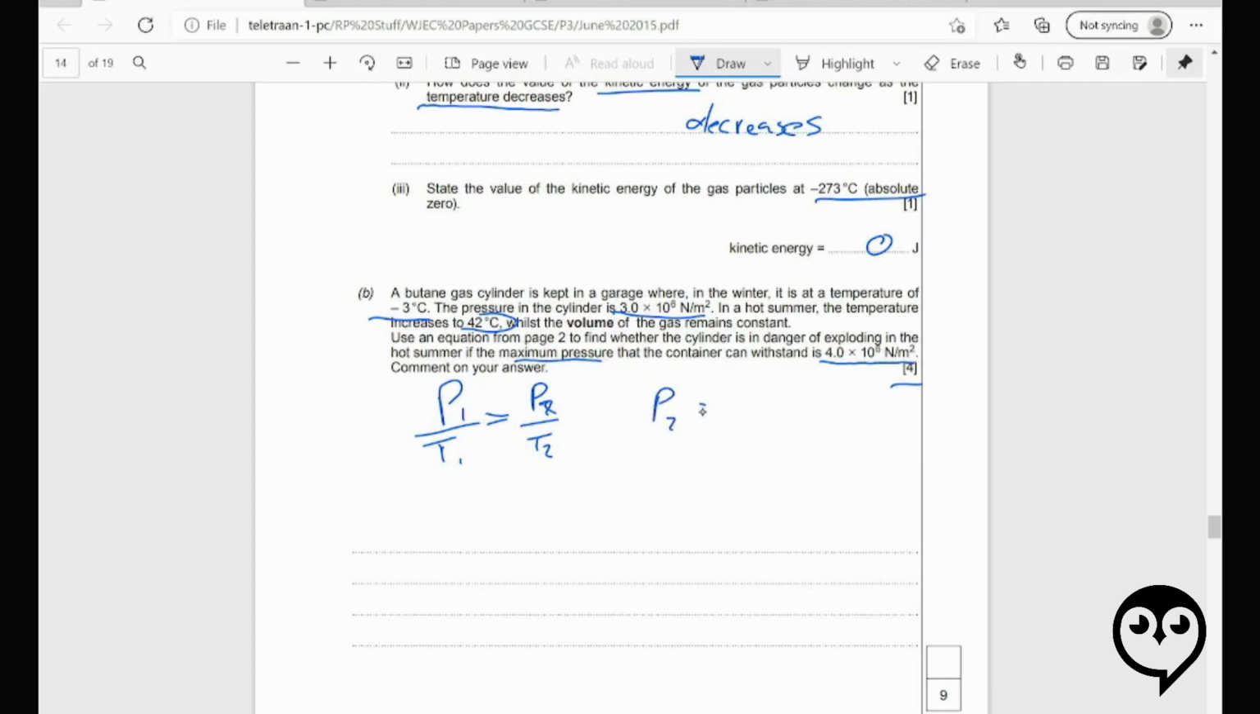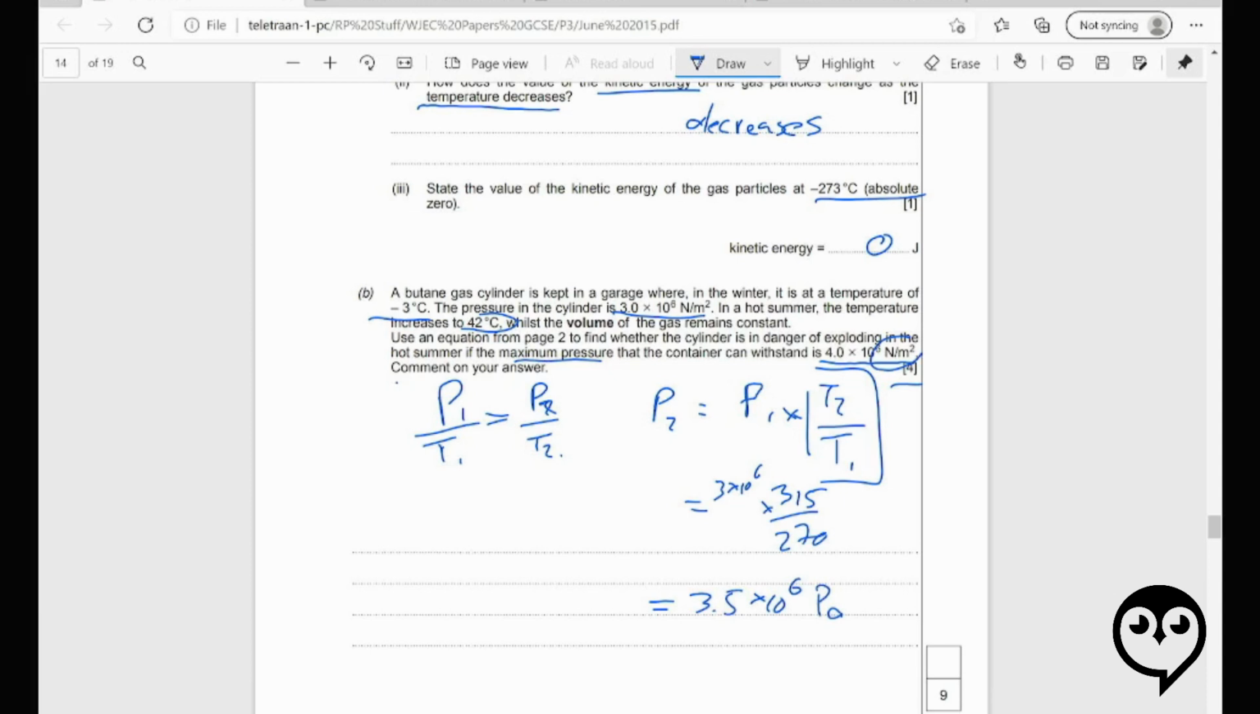So P2 is equal to P1. Those are on opposite sides of the equal sign. I'm going to bring T2 up here, and I'm going to have a ratio of temperature times that initial pressure. Temperatures need to be changed into Kelvin, so we're looking at 315 over 270, and that'll be times this 3 million pascals. I get 3.5 times 10 to the 6 pascals, or Newton per square meter.